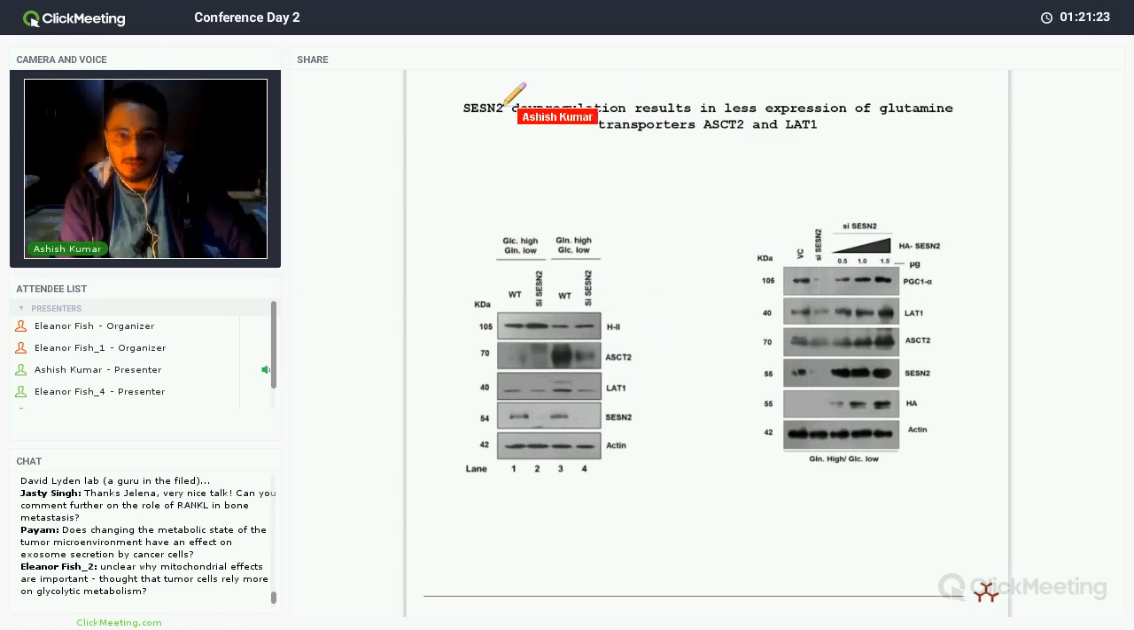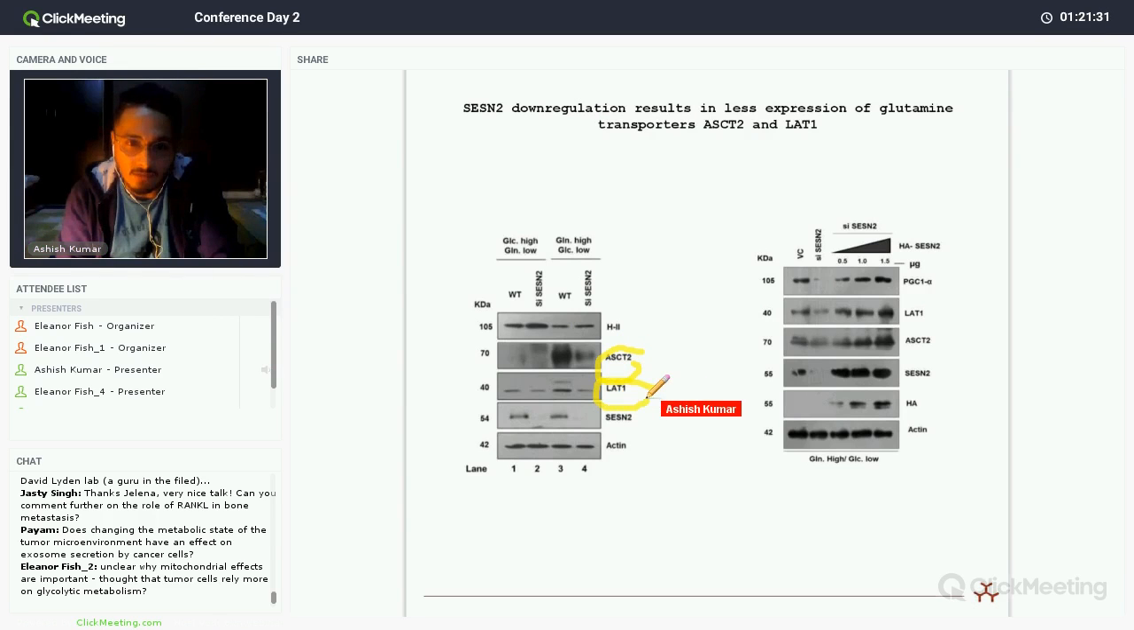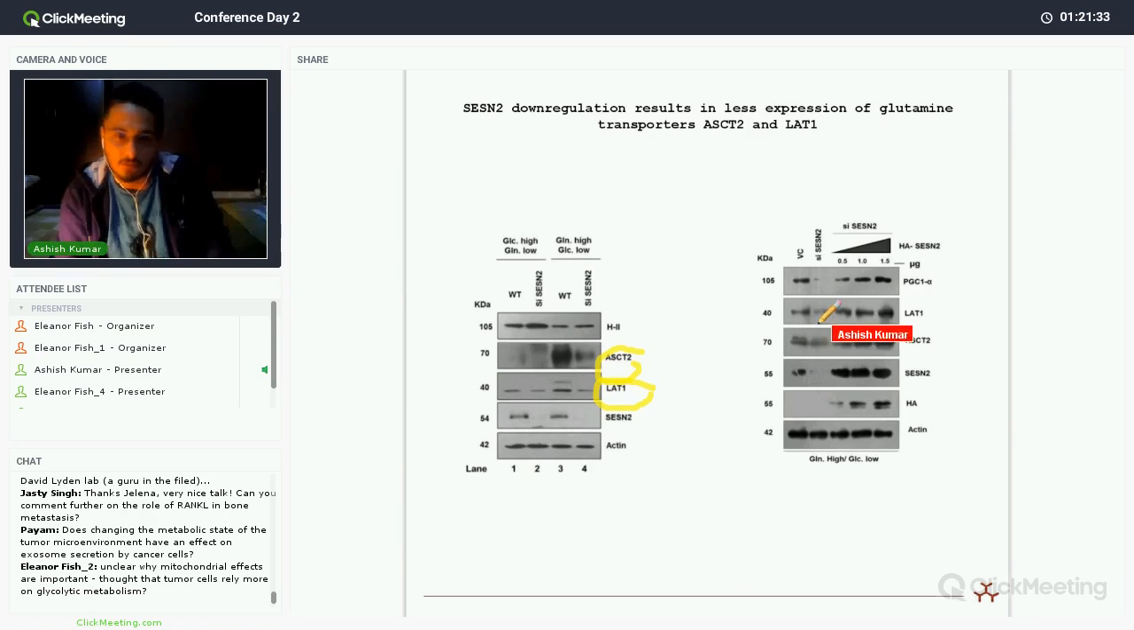So it shows that Sestrin2 downregulation resulted in less expression of these two, ASCT2 and LAT1, two major glutamine transporters. And to confirm these results, we reintroduced Sestrin2 under Sestrin knockdown condition, and we confirmed the results that under these conditions, Sestrin2 positively influences the expression of the glutamine transporters LAT1 and ASCT2.